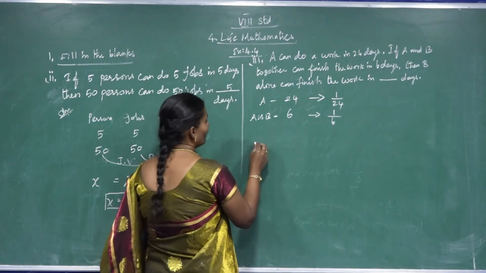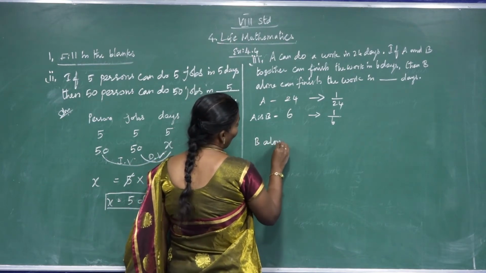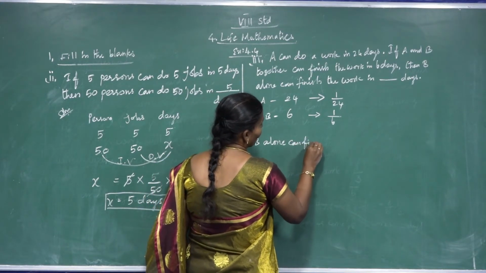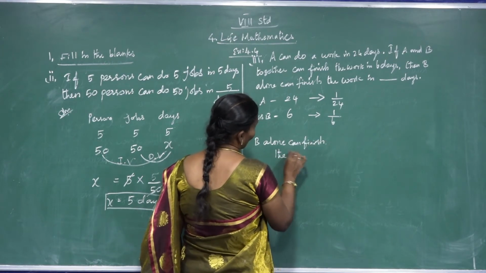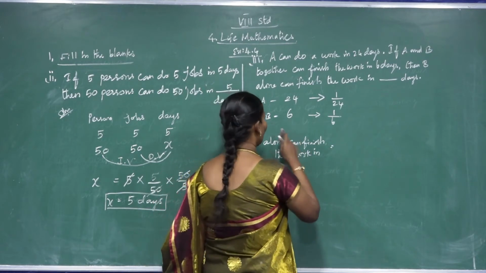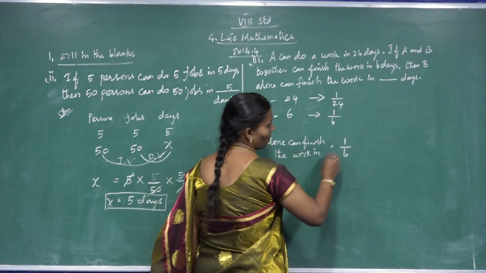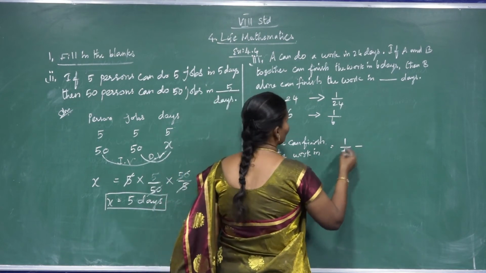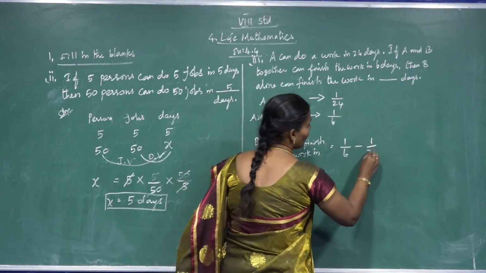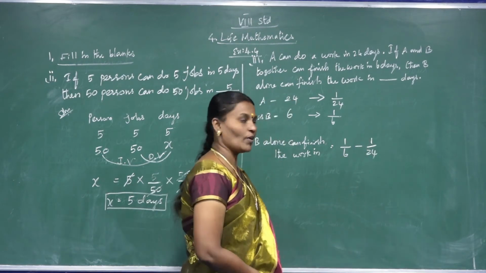So we need B alone to finish the work in how many days. How do you find out? A and B both together can do the work in 1 day is 1 by 6. Then minus A alone can do in 1 day, that is 1 by 24. So together minus A's, we get B's.